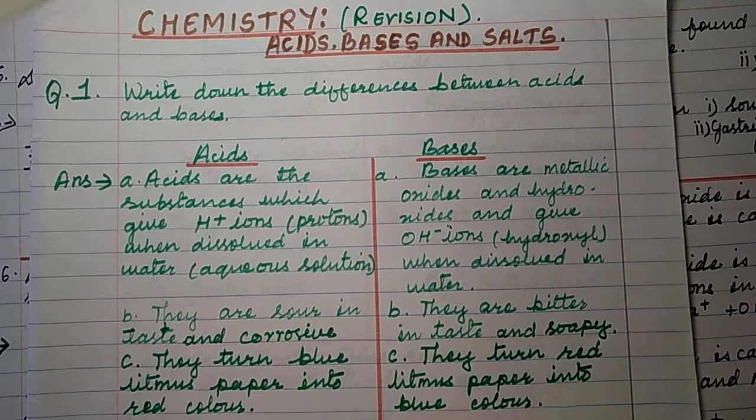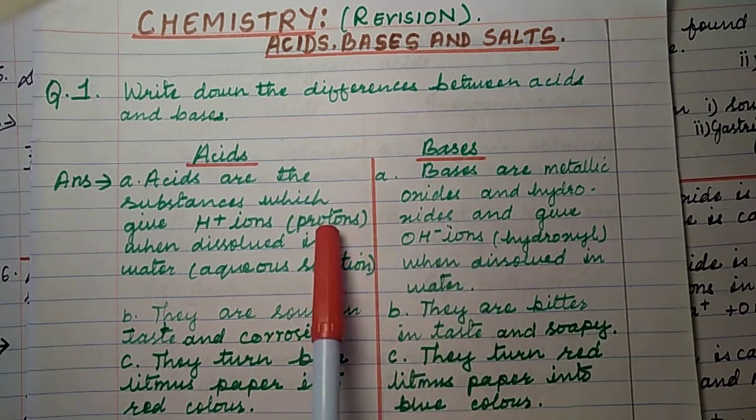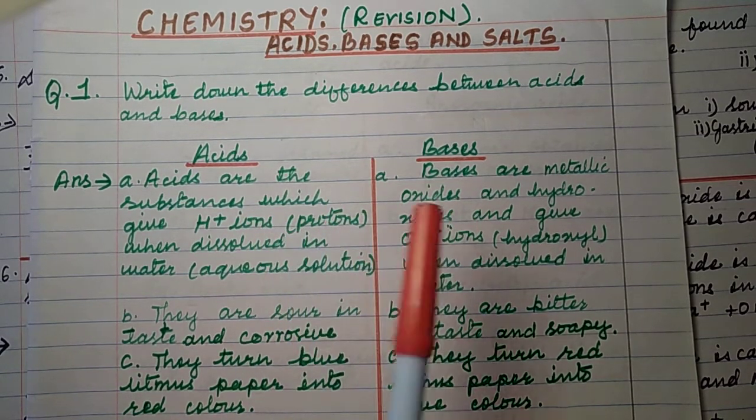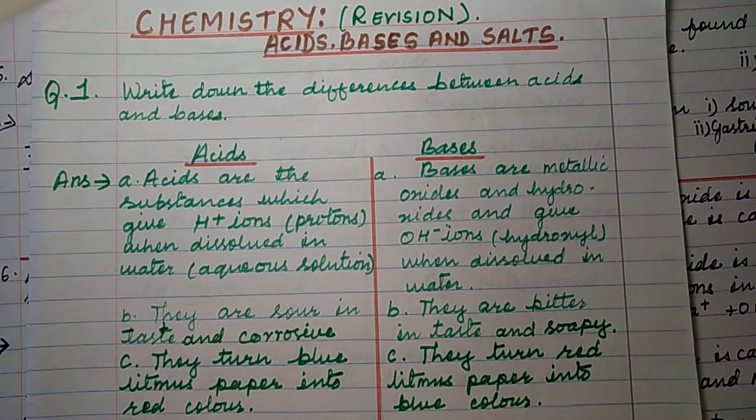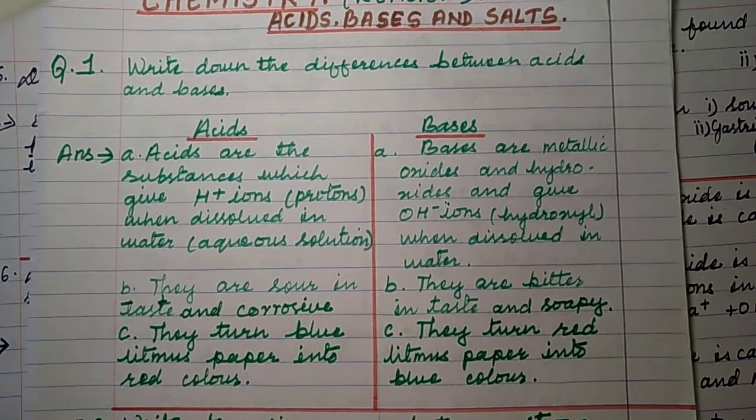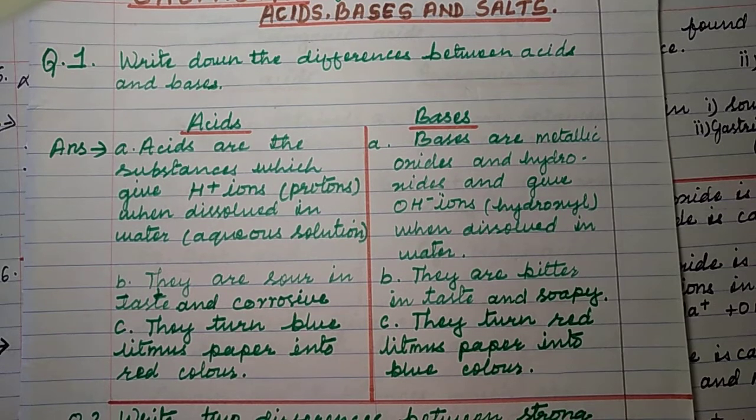In these differences, point number 1 is the definitions of acids and bases. Point number 2 is the physical properties of acids and bases. Point number 3 is the chemical property of acids and bases. So you can learn these points in this manner.